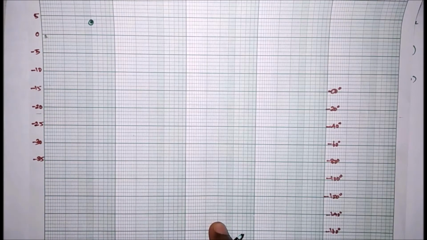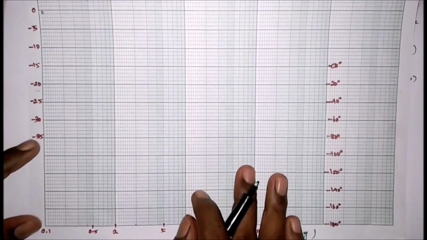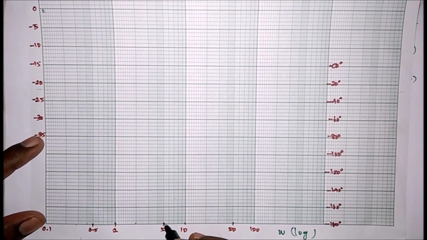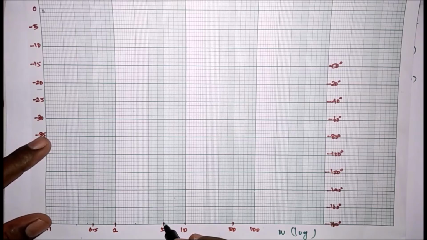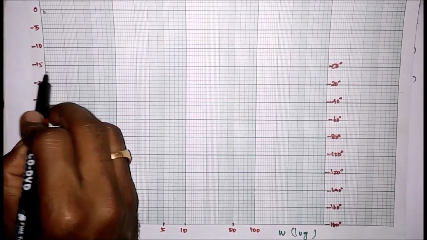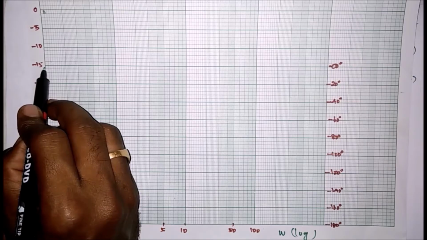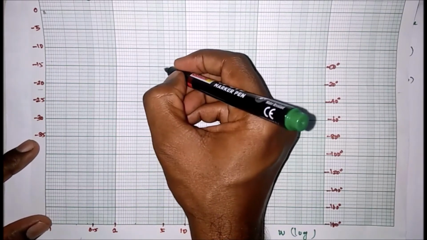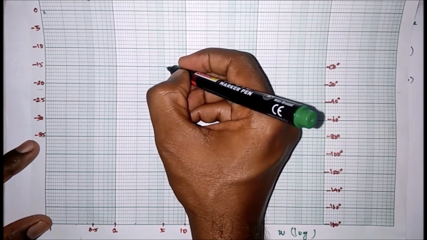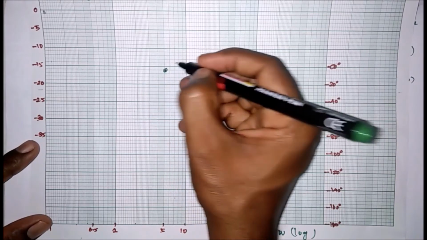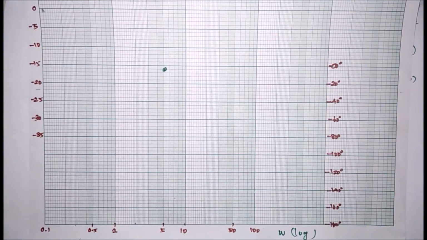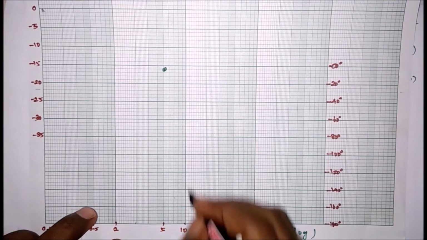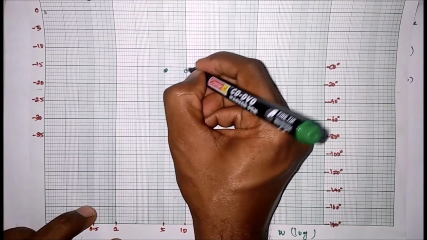Then the next corner frequency, omega C1, is 5. From the semi-log sheet, this is the 5, and the corresponding gain is minus 16.5. So we see this is 15, which means 16.5 will come almost here. Then next omega equal to 10. So this is 10, and the same minus 16.5 we have to mark here.